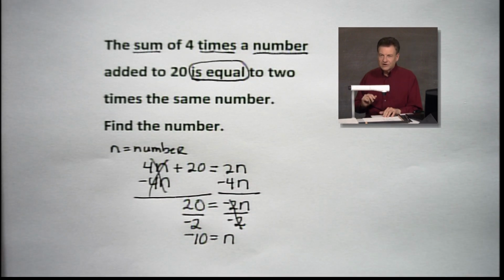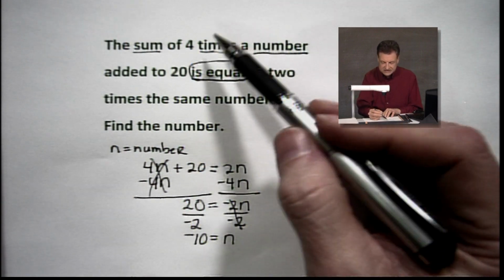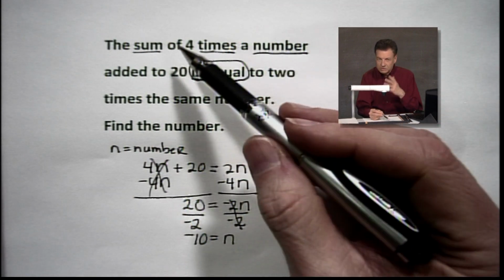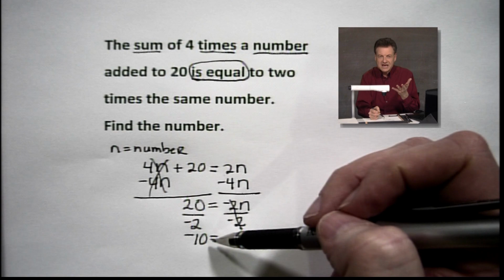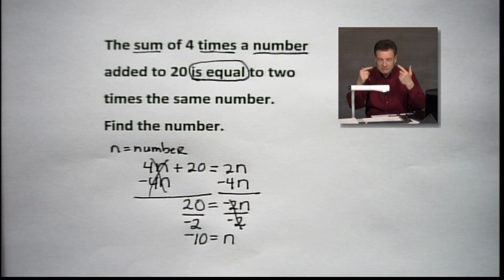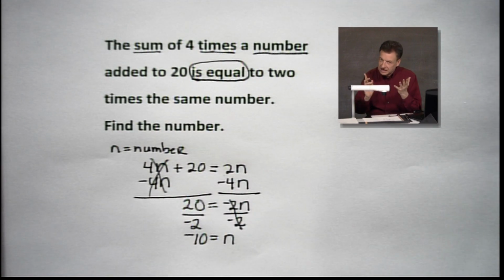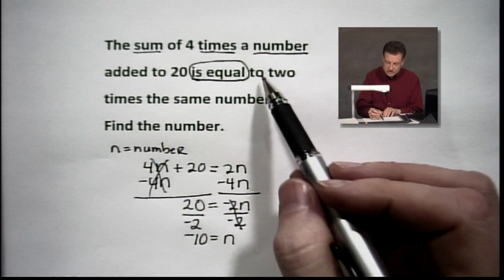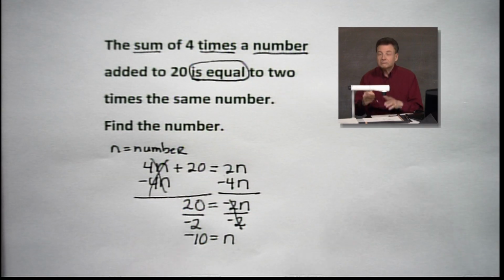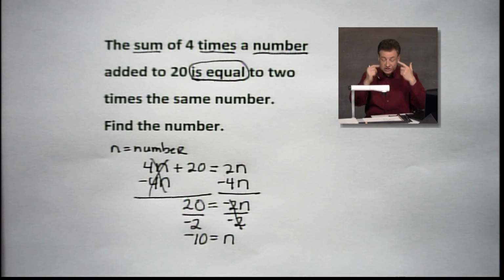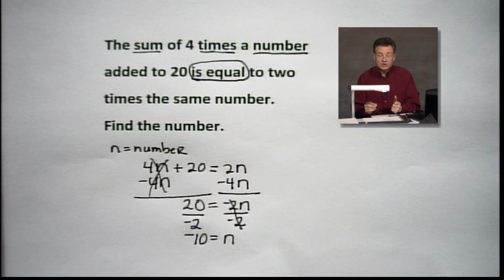Now, we're going to check. We're going to check and make sure this works. First of all, I'm going to see, does this make sense? 4 times a number, which would be 4 times negative 10. In my mind, that's going to give me negative 40. All right. Add that to 20, get a negative 20. On the other side, we're going to have 2 times the negative 10. Sounds good. It checks back to the flow of the problem. It goes back to the word problem.